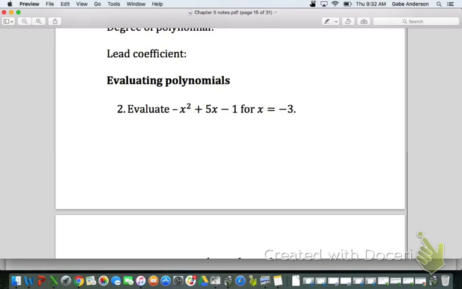It says evaluate this polynomial when x is -3. How would you describe it? What do we do? You plug in -3 for all the x's. Yeah, that's exactly right. So it's a good word, plug in.